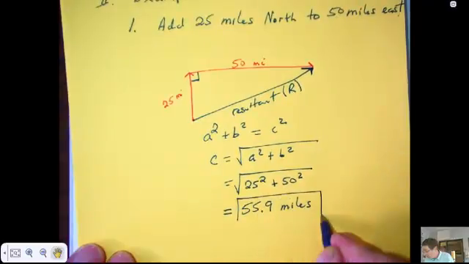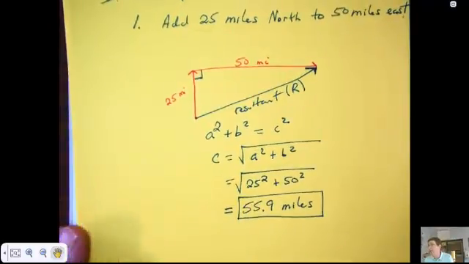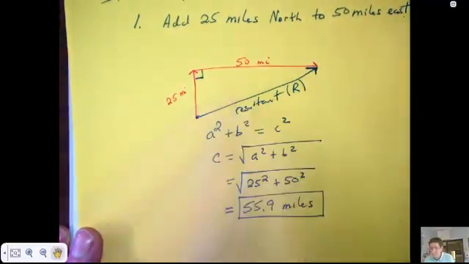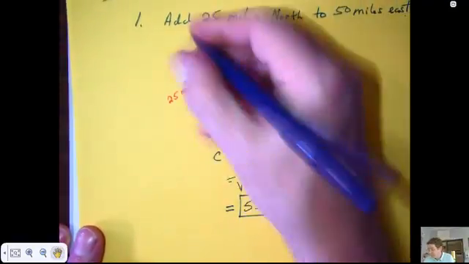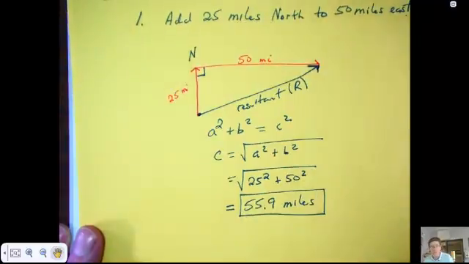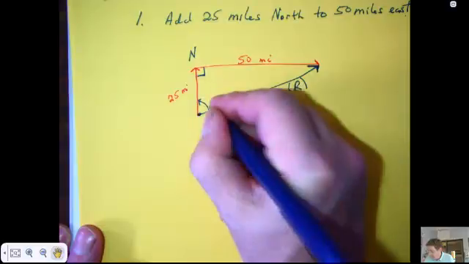Remember that the resultant is a vector, so that's not enough. I can't have just a magnitude, I also need a direction. A question that came up a lot is, where do I measure the direction from? Always at the base of the vector, and always from an angle I know. I know that this is straight north, so I need to measure this angle here. Let's call that theta.